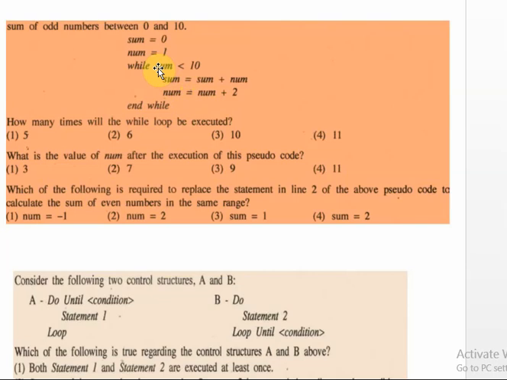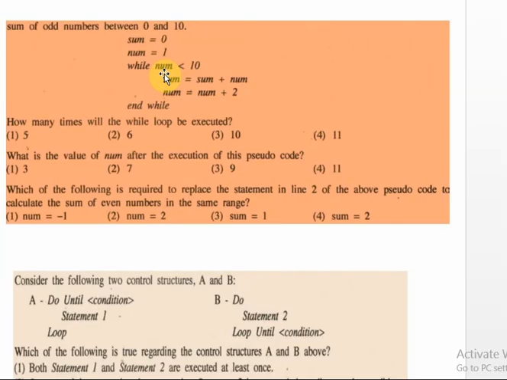So how many times will the while loop be executed? So therefore you have to see, right? The while loop will execute first starting with 1, then 3, then 5, then 7, then 9. So it will actually execute 5 times.